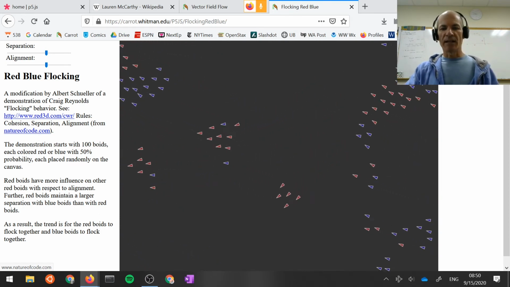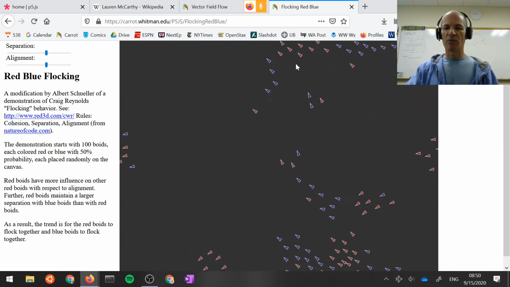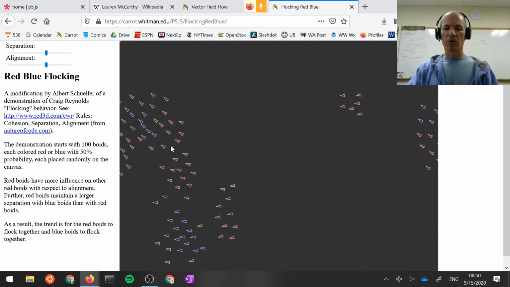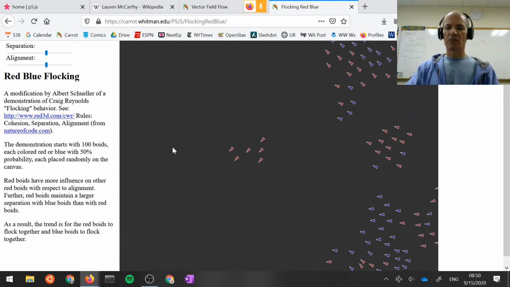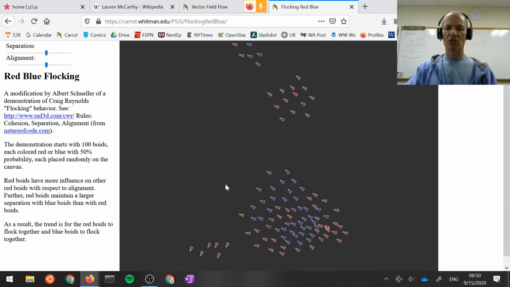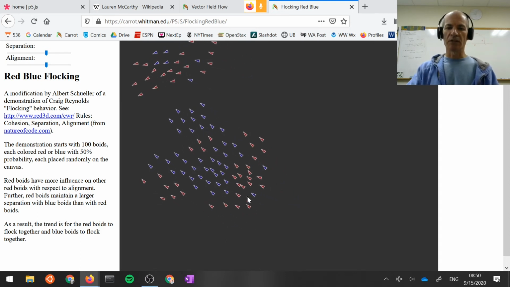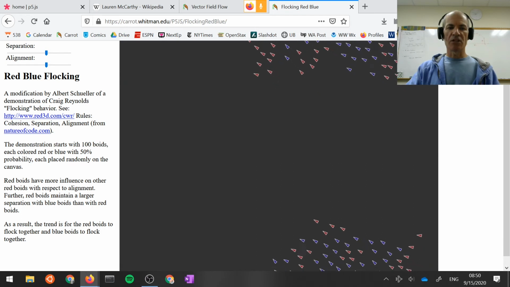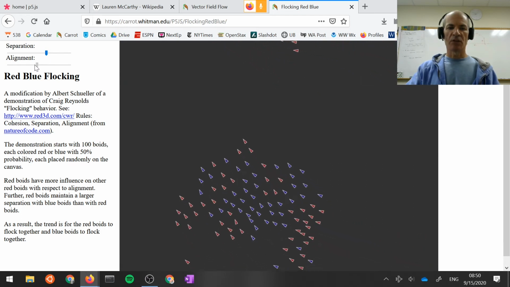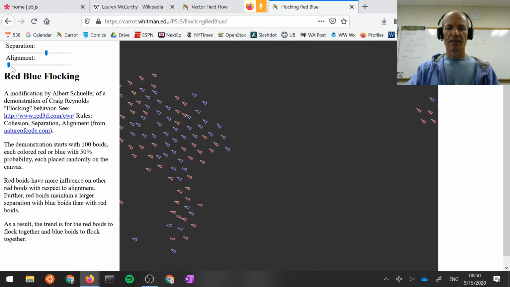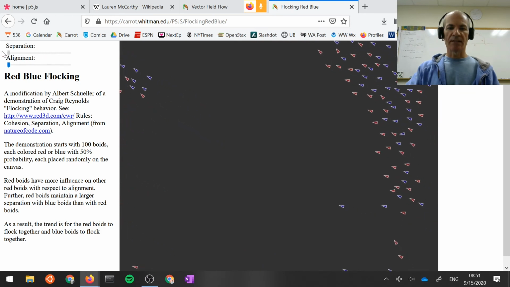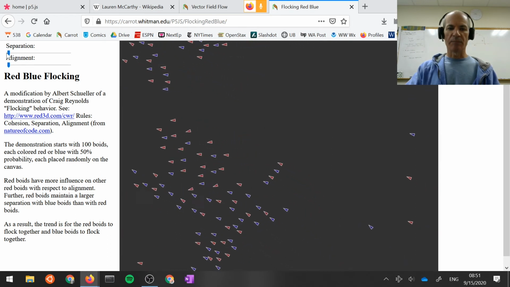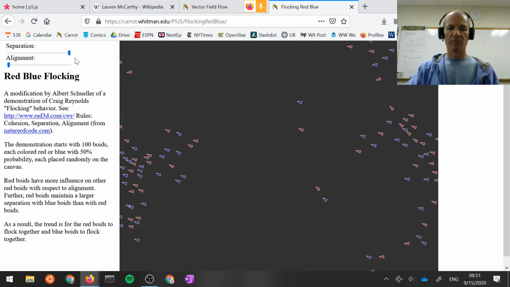And this was an experiment that I had put together where the red birds have a little bit more affinity for each other, and the blue birds have a little bit more affinity for each other. And what you see if you let this go long enough is flocks of red birds and flocks of blue birds. And you can tweak the separation and the alignment. If you turn down the alignment, they really kind of get scrambled, and if you turn down the separation, everything just kind of falls apart. And if I crank it up, I get better flocking.